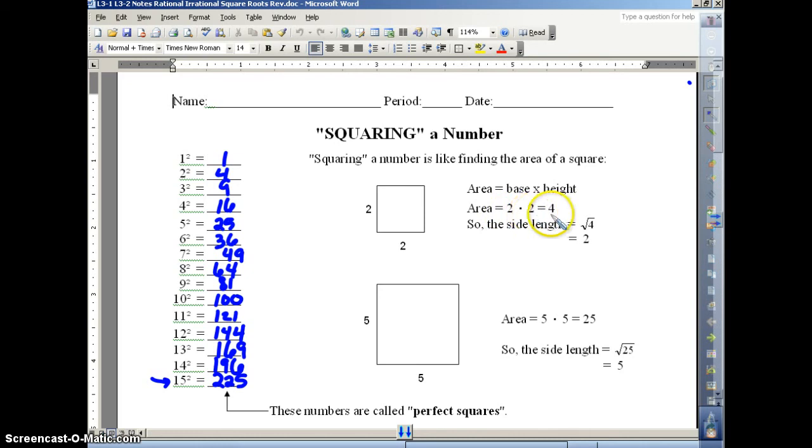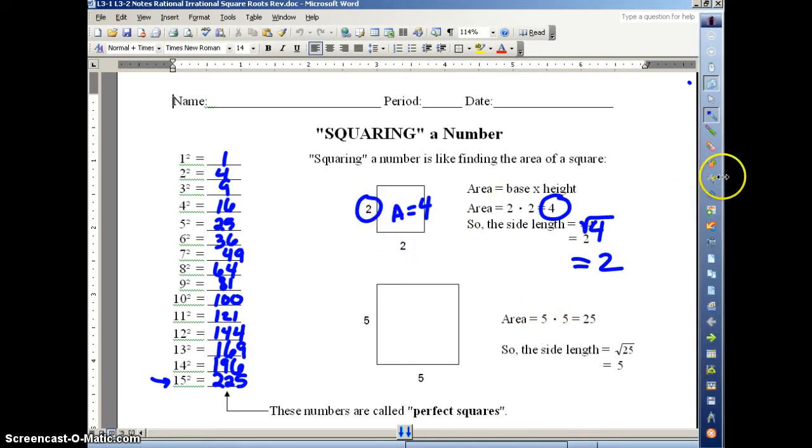Now, if they tell you the area of the square is 4 and they want to know the side length, you're going to have to undo the squaring of this number. And how do you undo the squaring of a number? You take what's called the square root. You take the square root of 4, and it gets you back to the original 2 numbers you were multiplying together. Okay? Down here, what if I have a square that has a side length of 5 by 5?